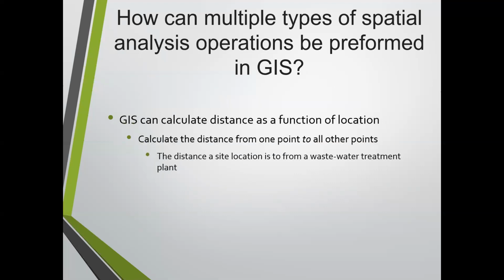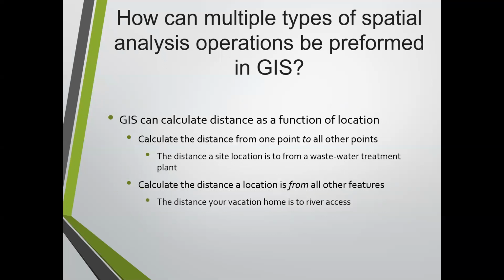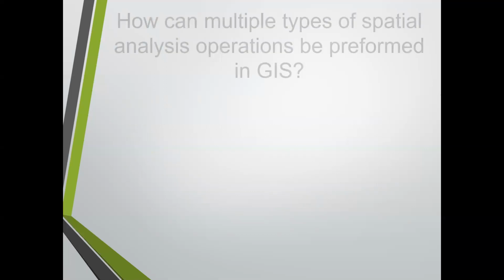So for instance, the distance of a site location from a wastewater treatment plant. We can isolate the location of our wastewater treatment plant, and then we can run a distance operation, and it just goes out and calculates. Like I said, you can think of it as contours that just kind of float away from that. And then you can calculate the distance of a location from all other features, so you can merge these things, which is kind of cool. So distance, say, your vacation home is to a river access.